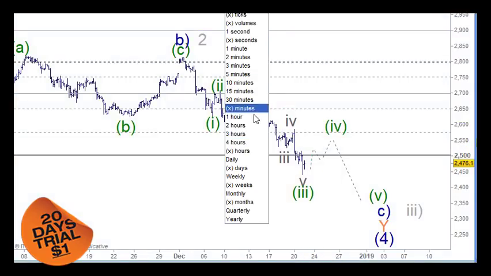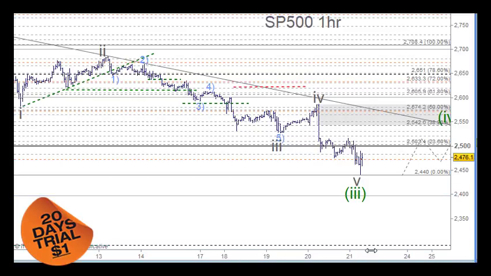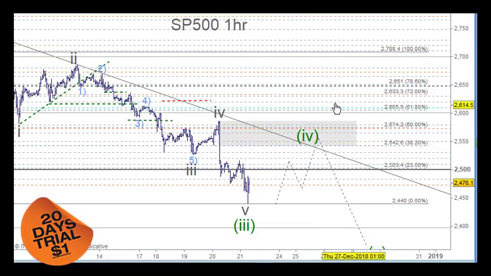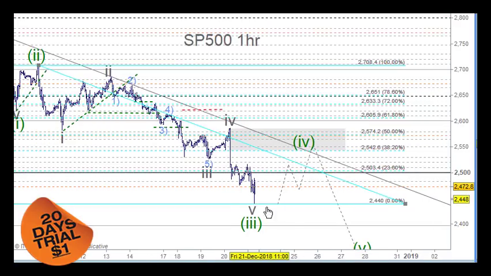So let's just go to the hourly chart here. It gets a bit complicated and messy in here, but this is the zone that we can move into. So if that is the low, then the 38.2% retracement level comes in here. But the wave 4 of 1 lesser degree is a little bit higher up here. So we'll be looking at some sort of structure within all of this.